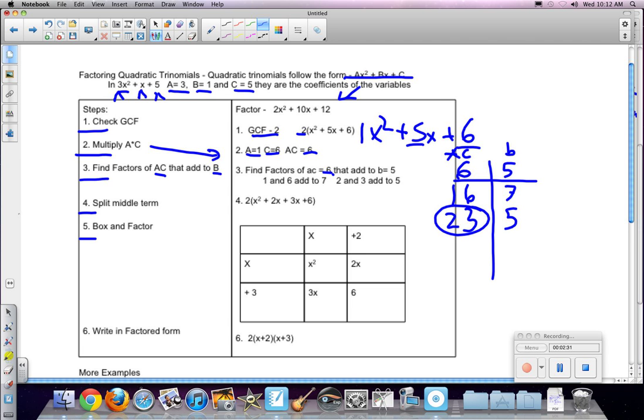And I'm going to use those factors to split my middle term. So I keep carrying that 2 down, so I've got that 2 on the outside, some parentheses, and now I've split my middle term up. So now I rewrite it as x squared, I just bring that down from here, and I bring down my 6, and now I've split my middle term 5x into 2x and 3x. So then I box it up, okay?